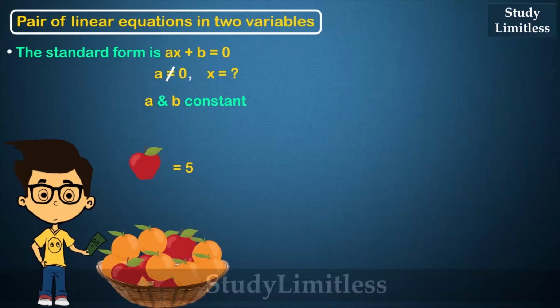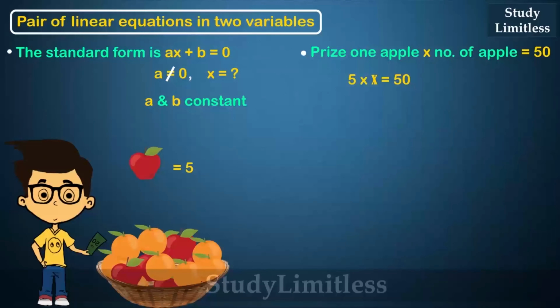That is, I can represent this situation as price of one apple into number of apples is equal to 50. We could also write this as 5 into x is equal to 50, where x is number of apples. We can calculate the value of x as x is equal to 50 divided by 5, that is x is equal to 10. So here in this equation 5x is equal to 50, we could observe that there is only one variable to be calculated, that is x. We could say that this is linear equation in one variable. This was all about linear equation in one variable.